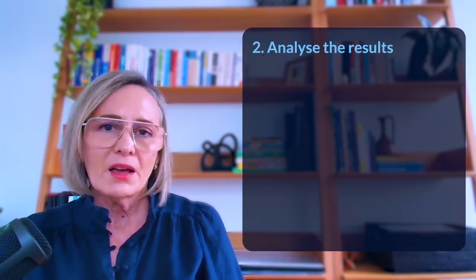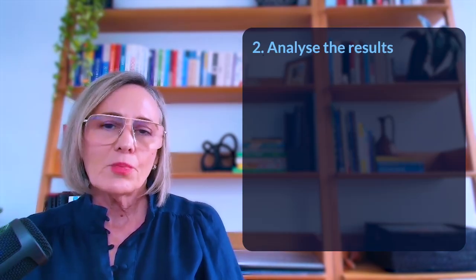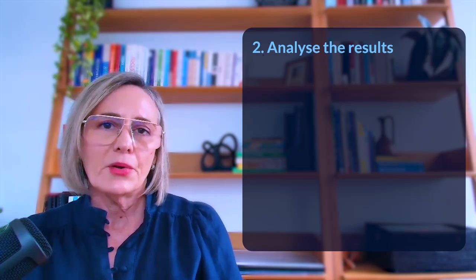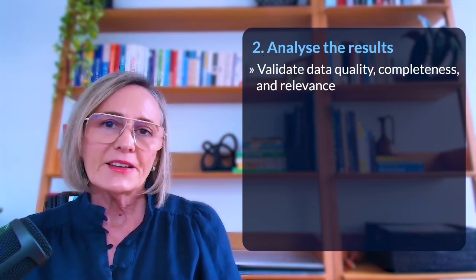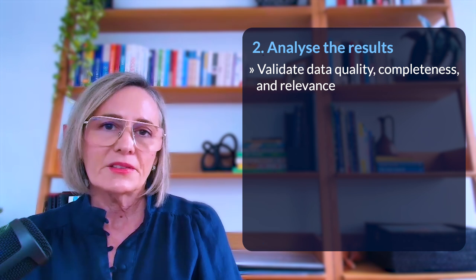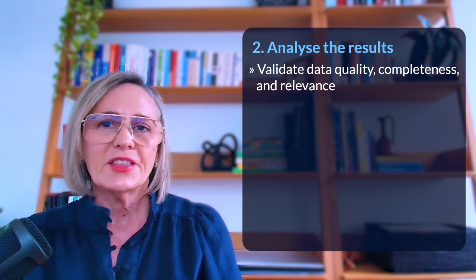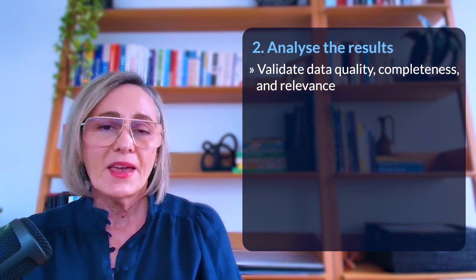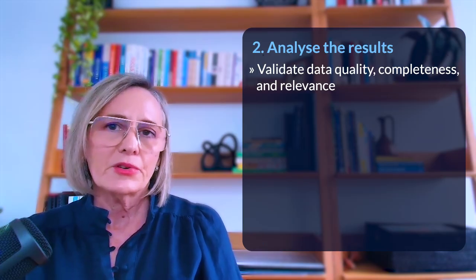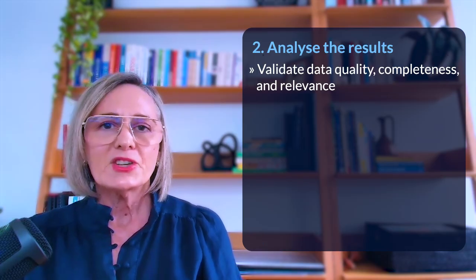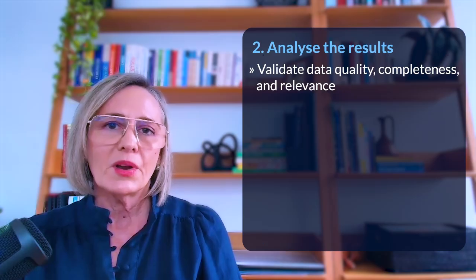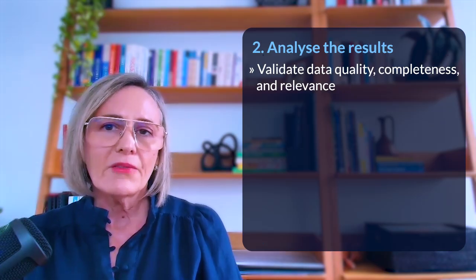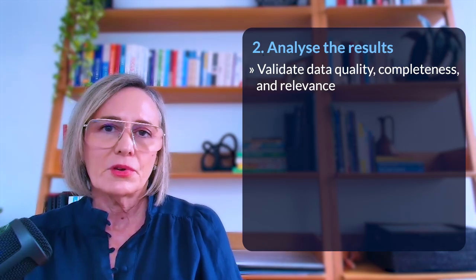Once we've gathered our data, we move to sub-step 2, analyse the results. This methodical process involves several key components. First, we validate data quality, completeness and relevance. An example of this is to check the accuracy of the information you may have been given in an interview or a focus group. Compare that information against what other people may have reported and then confirm whether it's relevant to the questions you're asking of this review.